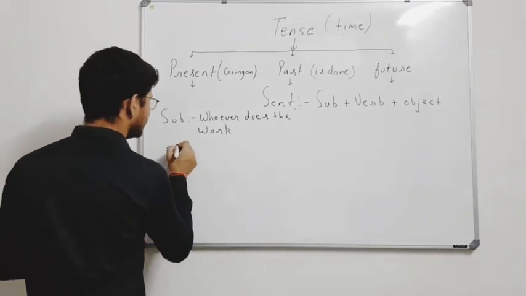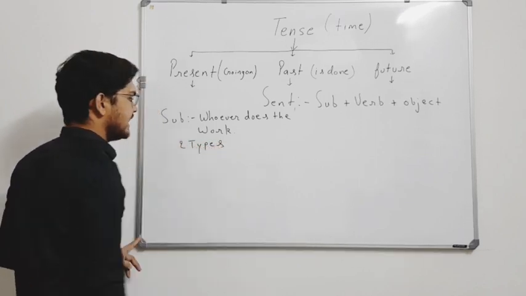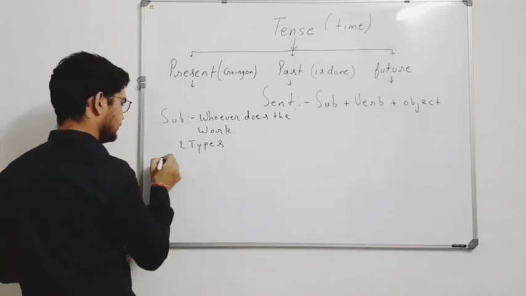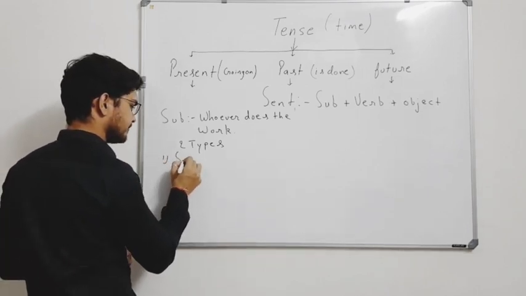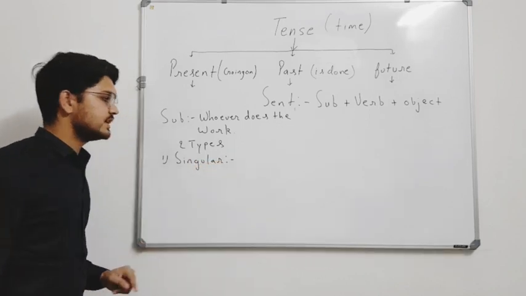Now, how many types of subjects do we have? We have two types of subjects. What are they? The first one is singular subject.